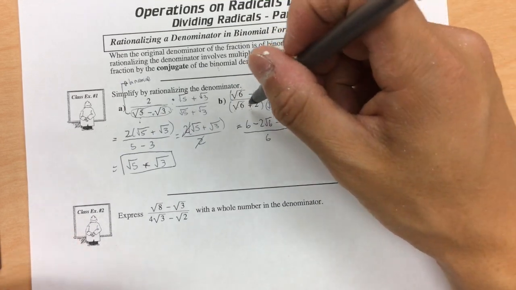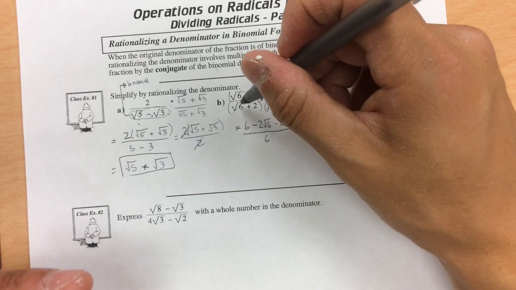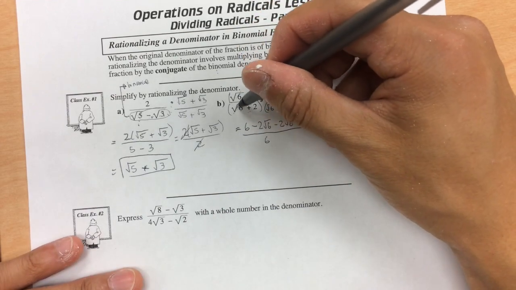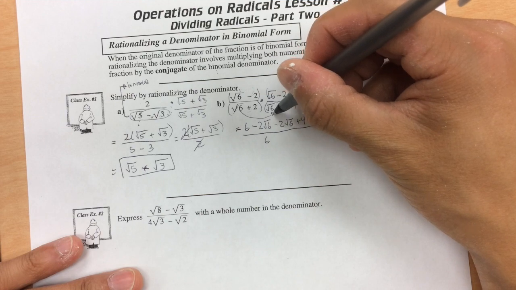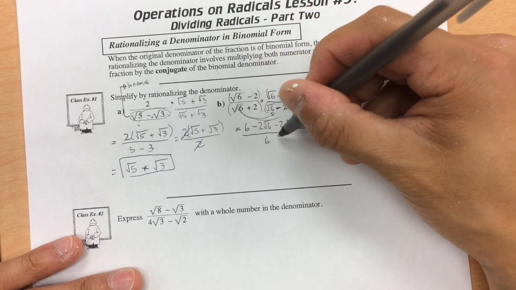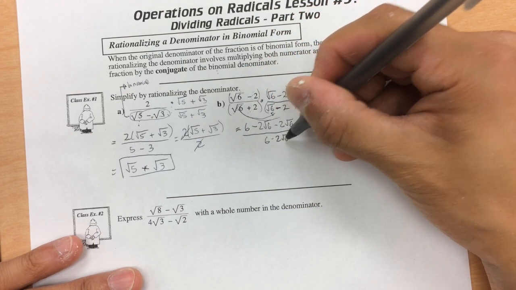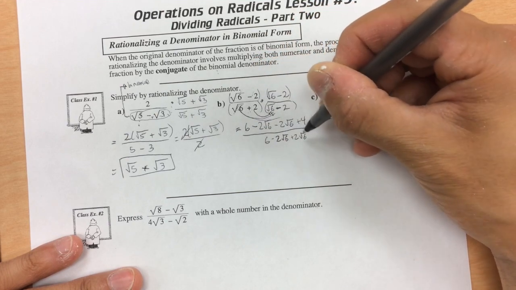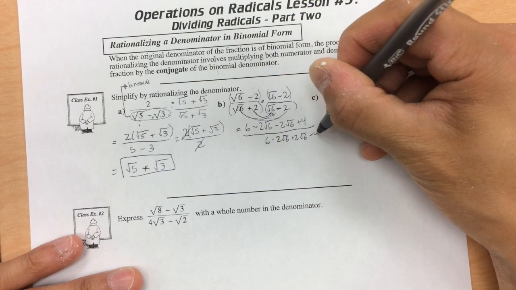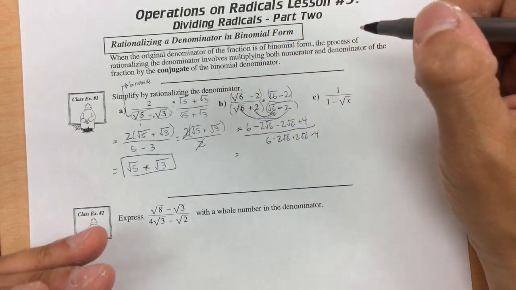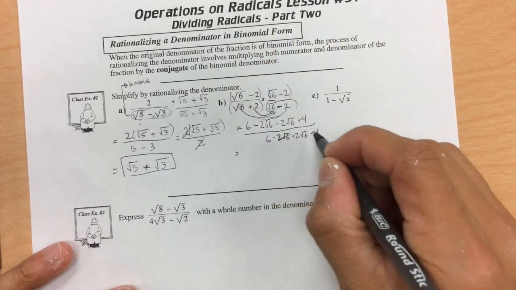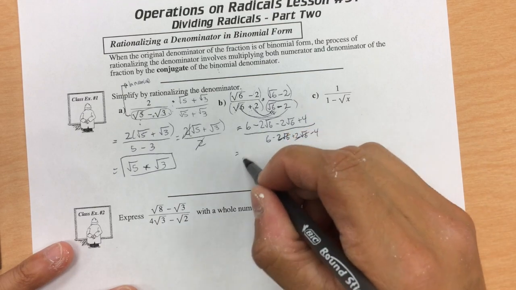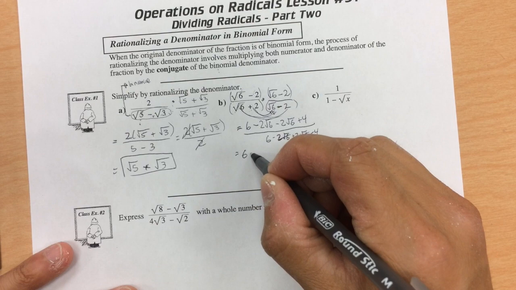The reason I'm leaving out the middle term is because, well, I'll do the whole thing for you just so you're not confused. If I FOIL this, that's square root 6. This is going to be negative 2 square root 6. This will be positive 2 square root 6. And this will be negative 4. So already you can see that this term and this term are going to cancel out on the bottom because they're opposite. However, we're going to add those like terms together on the top.